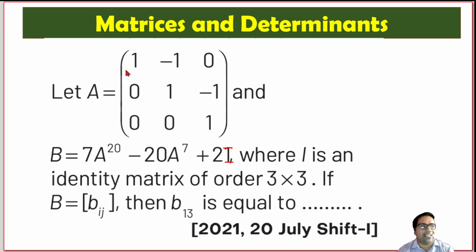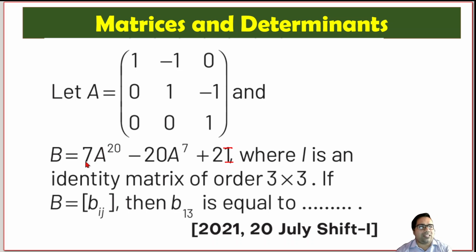We have this matrix A equals 1 minus 1 0, 0 1 minus 1, and 0 0 1. Most of these are zeros, ones and minus ones, so matrix multiplication should become easy. Now we are given this matrix B. What is this B? B is 7 into A power 20 minus 20 into A power 7 plus 2 into identity matrix. B is clearly another 3 by 3 matrix.